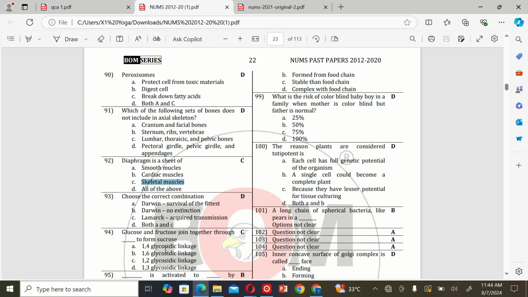The next MCQ is, glucose and fructose join together through dash to form sucrose. A. 1,4-glycosidic linkage. B. 1,6-glycosidic linkage. C. 1,2-glycosidic linkage, and D. 1,3-glycosidic linkage. So the correct option is C.